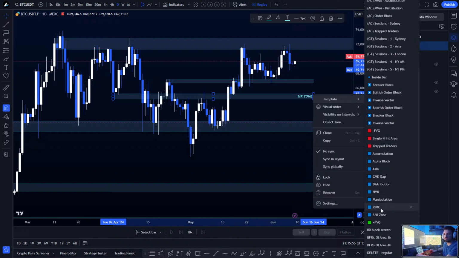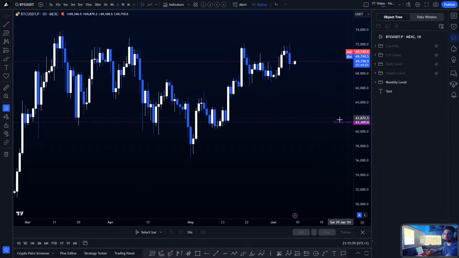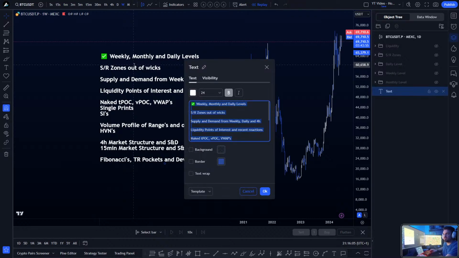Let me just change the templates here. Move these guys to support resistance zones. Okay. So, check, right?